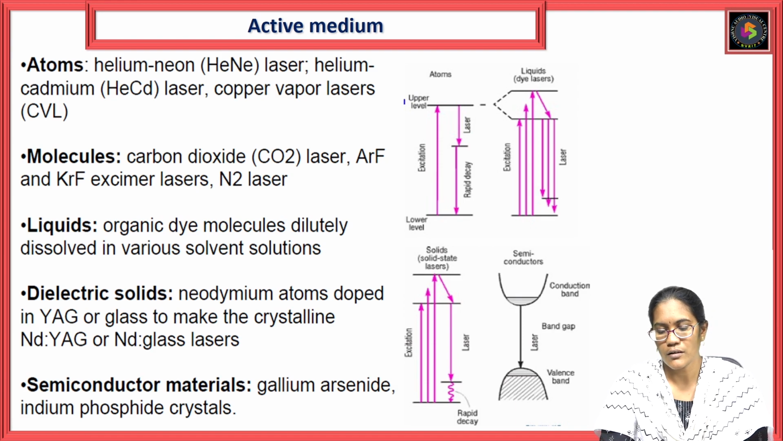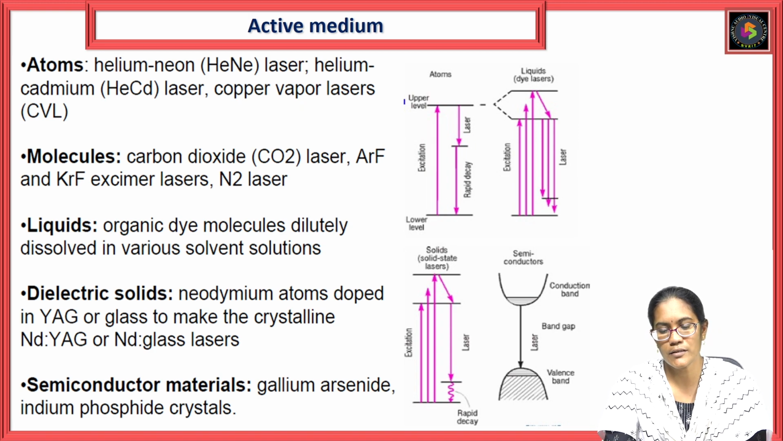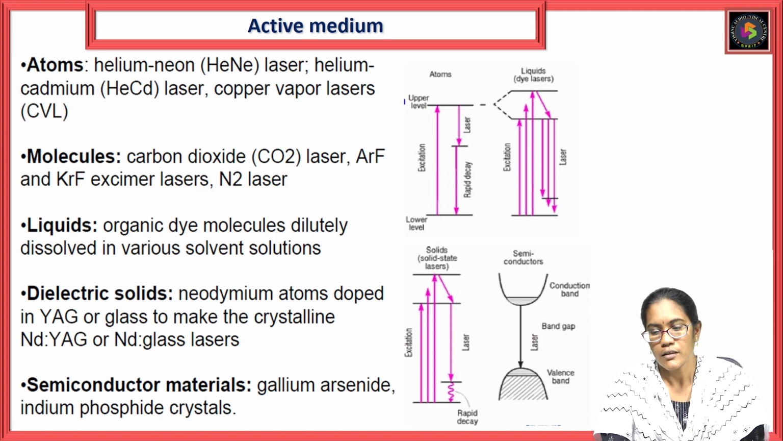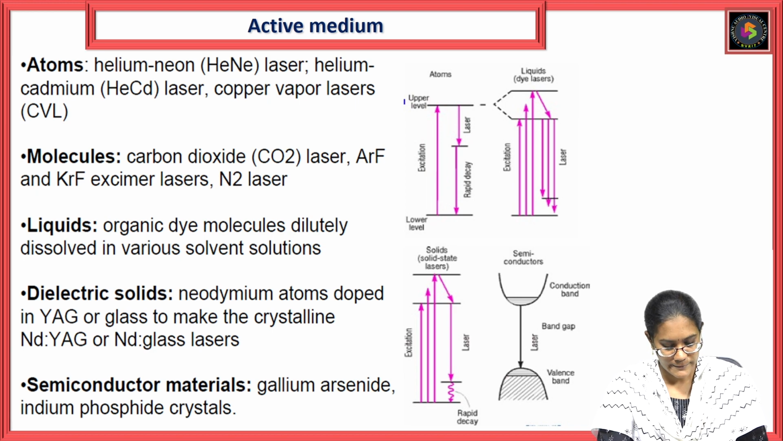These are the different energy level diagrams based on the nature of the active medium. The active medium is available in different forms. If it is in atomic form, the energy level diagram is like this. If it is in liquid form, it looks like this. If it is in solid form, the energy level diagram is this one, and this is for the semiconductor laser. So these are the different energy level diagrams for the different forms of active medium.